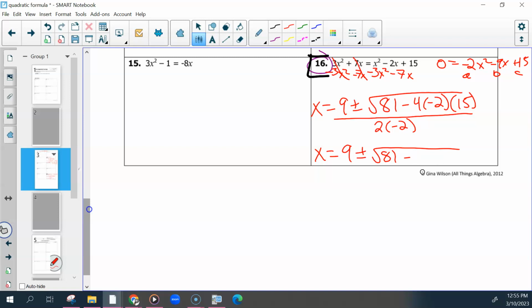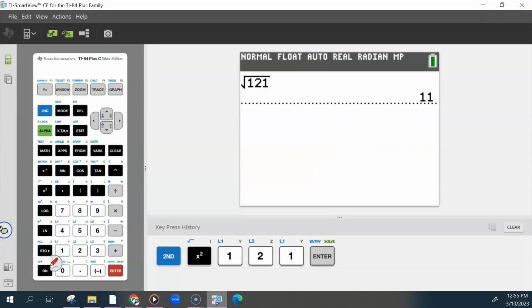What was that before you added the negative? Negative 8, positive 8. This would be positive 8 times 15, which is 120.